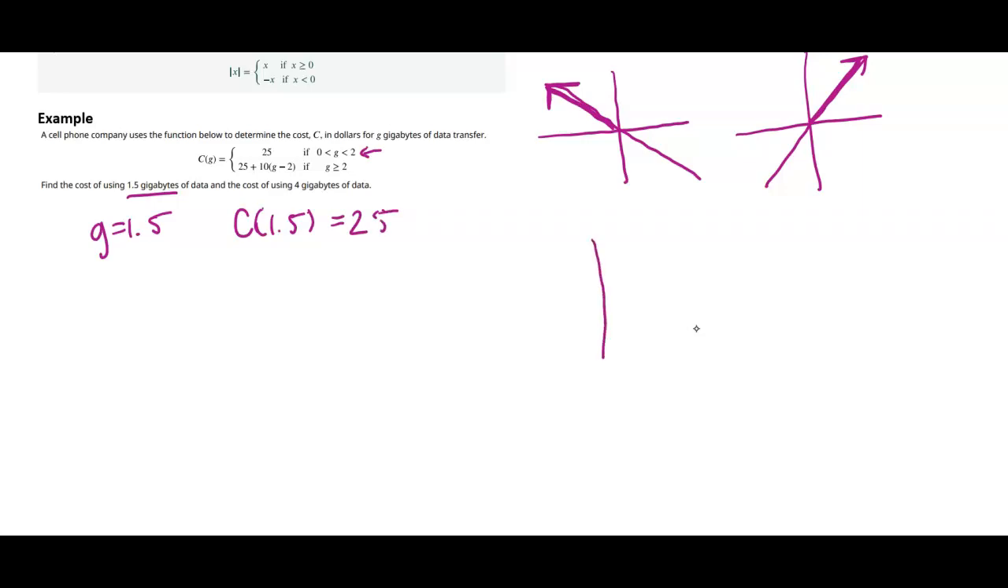And in fact, I'm going to just have that cost of 25 from 0 to 2. And I guess it's going to be an open circle. Oh my goodness, I didn't want to do that. Open circle here. Okay.